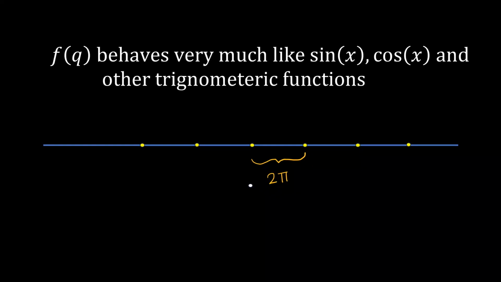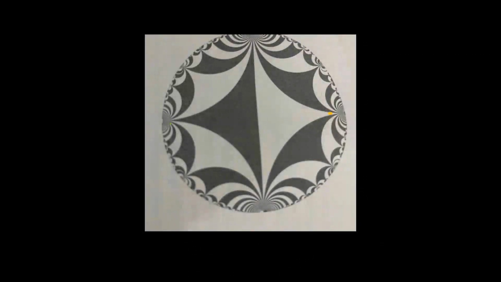F of q very much behaves like sin x and cosine x and other trigonometric functions. Just like sin x is invariant under translation by 2 pi, f of q is invariant under the operations of the circle that exchange one of the triangles with the other. And yes, such operations exist. For any two triangles in the figure, there exists a transformation of the unit disk that transforms one triangle to the other, and the function is invariant under all these transformations. That is why f is a modular form.